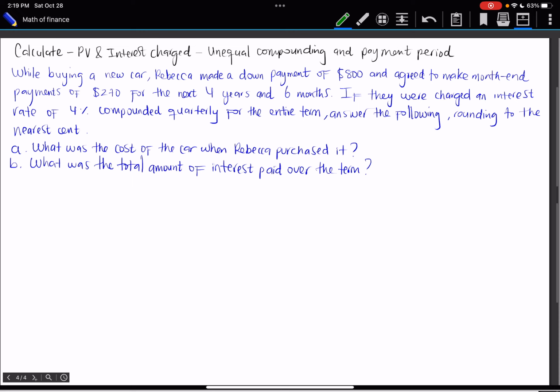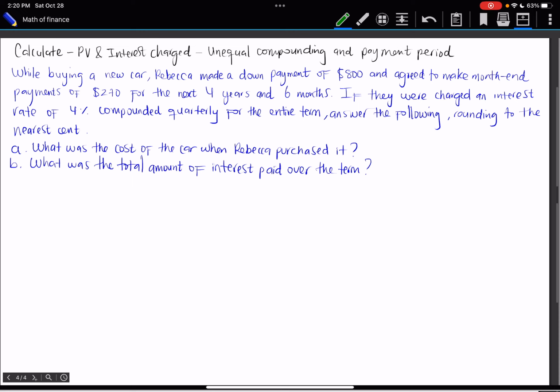While buying a new car, Rebecca made a down payment of $800 and agreed to make month-end payments of $270 for the next 4 years and 6 months. If they were charged an interest rate of 4% compounded quarterly for the entire term, answer the following rounding to the nearest cent. First, what was the cost of the car when Rebecca purchased it? And second, what was the total amount of interest paid over the term?